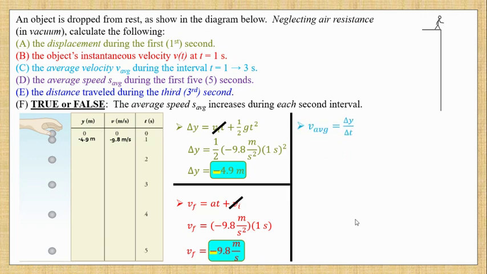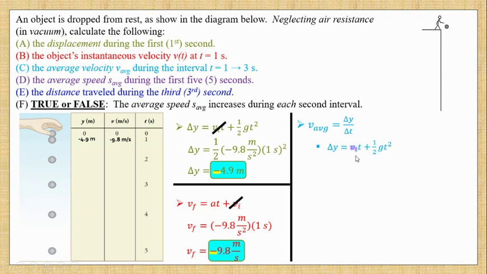Part C is to find the average velocity during the interval of 1 to 3 seconds. The interval from 1 to 3 seconds is a difference of 2 seconds. Here, our starting point is 1 second, our ending point is 3 seconds. Keep that in mind. Therefore, to find average velocity, I need the vertical displacement divided by the change in time. My vertical displacement is given as v_i t plus 1/2 g t squared.